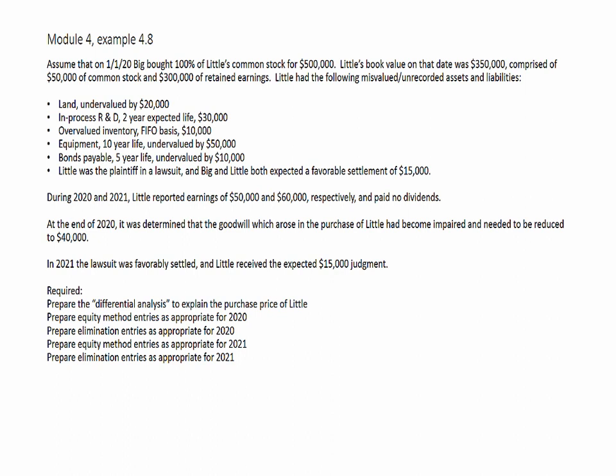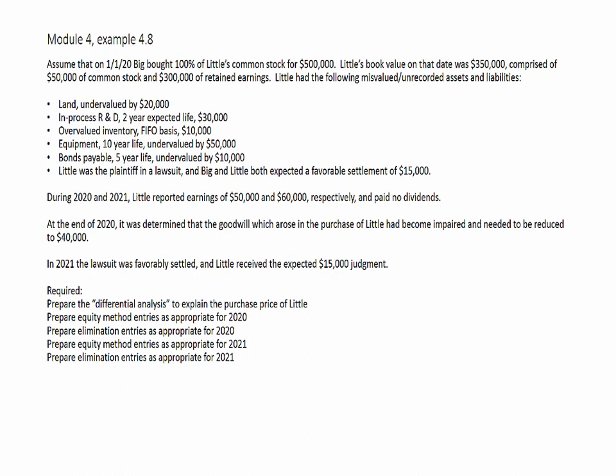We have that on January 1st, 2020, Big buys 100% of Little's common stock for $500,000. Little's book value on that date is $350,000, and we have a bunch of misvalued or unreported assets and or liabilities. We also have some information on income for the 2 years, 2020 and 2021, and to make life simple, Little pays no dividends. At the end of the first year, there's a goodwill impairment charge we need to take, and in the second year, we've got this contingent asset at acquisition.